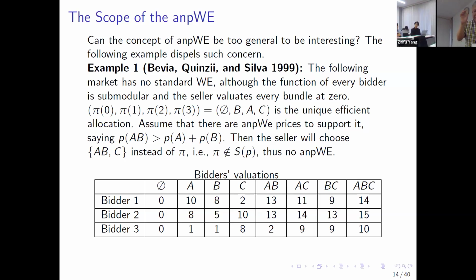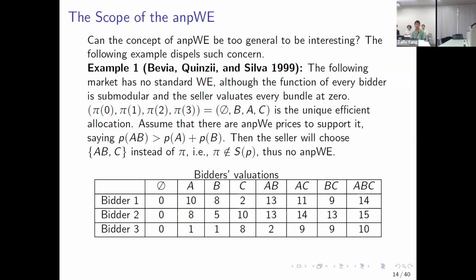Because the idea is that the seller always tries to maximize revenue. In this example, it's already known that there are linear price valuation equivalent price vectors to support the efficient allocation, right? So you need to create a non-linear pricing rule. So what is the non-linear pricing rule?